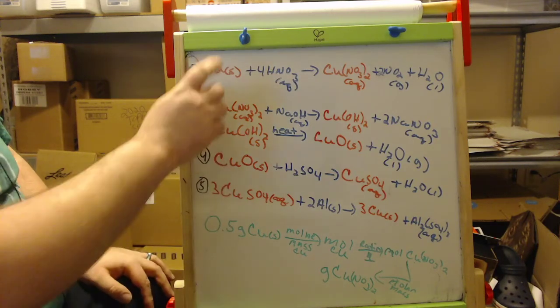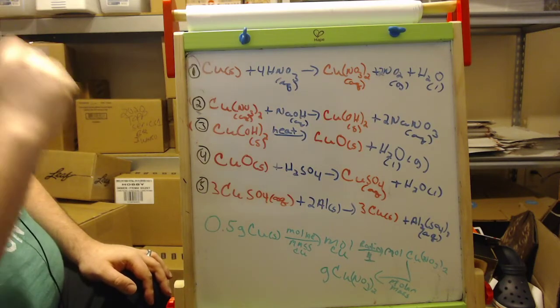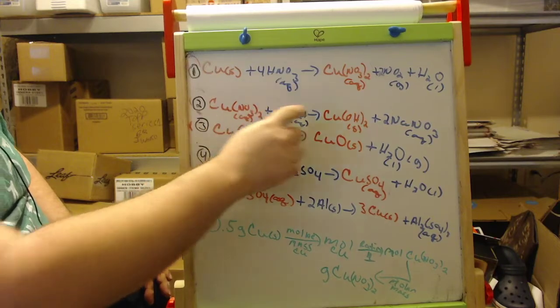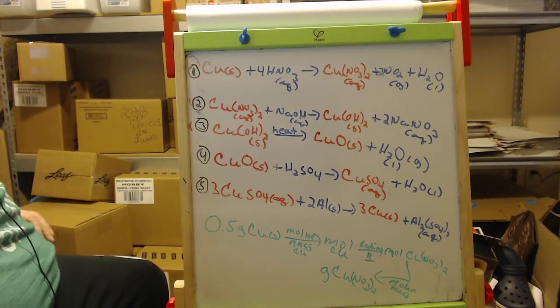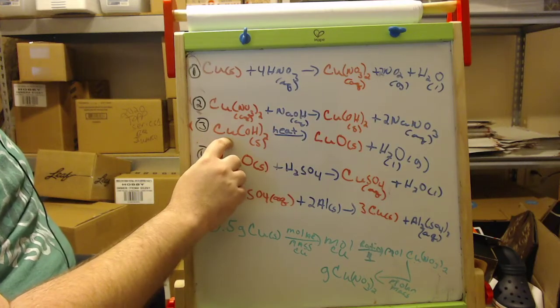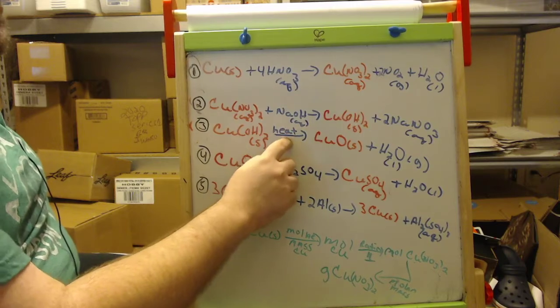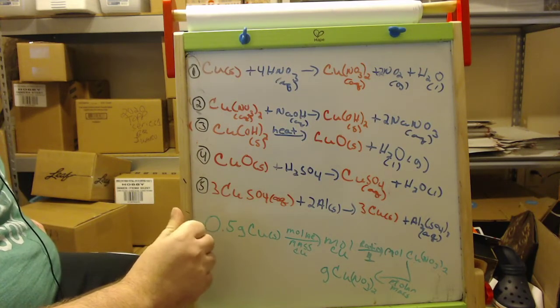The first one would have taken copper and turned it into copper nitrate, a redox reaction. Then the second reaction would have taken your product, copper nitrate, and turned it into copper hydroxide, a metathesis reaction. Then we would have heated the copper hydroxide, used this product to start reaction 3, heated it, dehydrated it, and turned it into solid copper oxide.